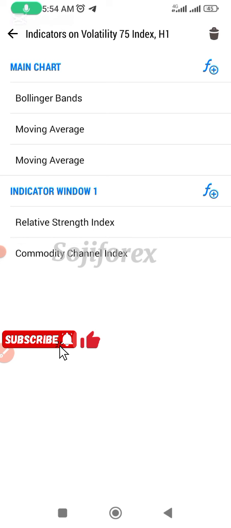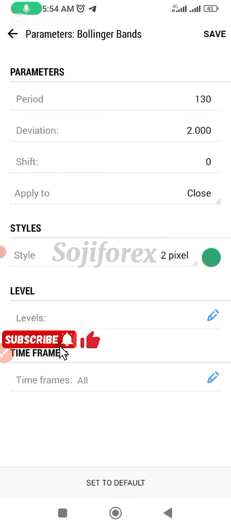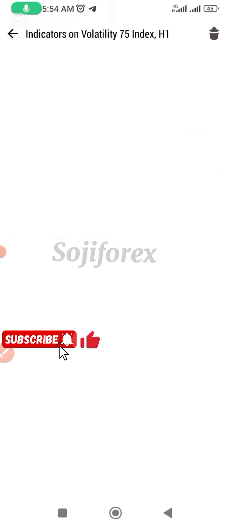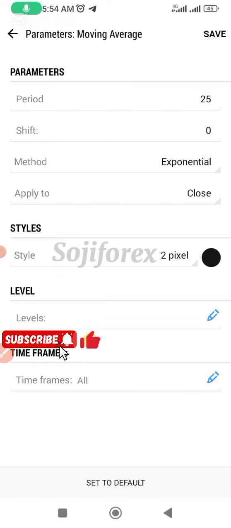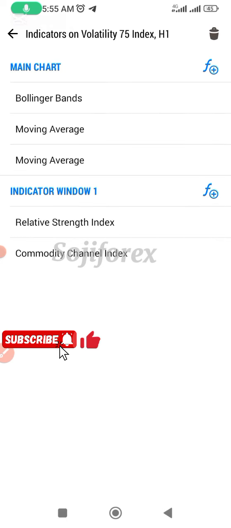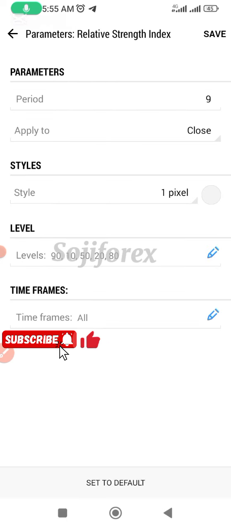For the purpose of those coming across this video for the first time, this is our Bollinger Band and this is the setup. You can screenshot this and do the setting on your phone. Here is the moving average, the period is 25 and the method is exponential. This is the second moving average, the period is 10 and the method is exponential. Then we have our relative strength index, the period is 9. And then finally our commodity channel index, period is 14.